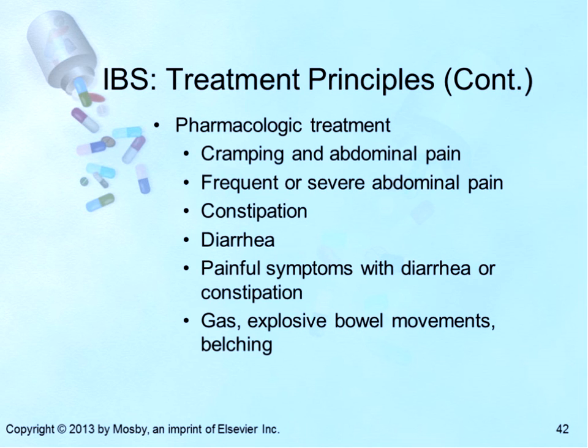For painful symptoms of diarrhea, you may prescribe the TCAs. For painful symptoms of constipation, there's some conflicting efficacy of whether SSRIs are useful. Simethicone can be used for problems with gas, including explosive bowel movements, belching, or flatus. And lubiprostone and polyethylene glycol also can be used for irritable bowel syndrome.